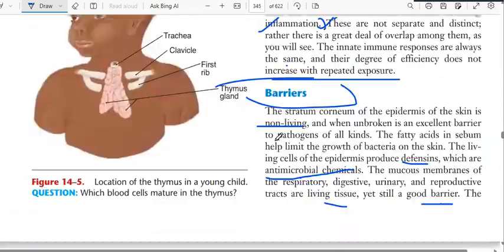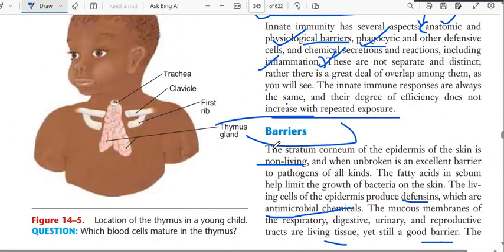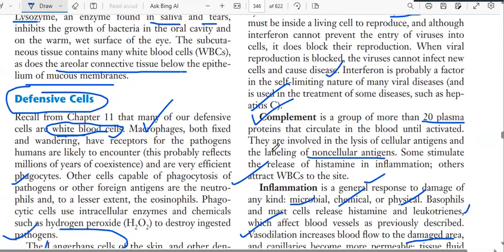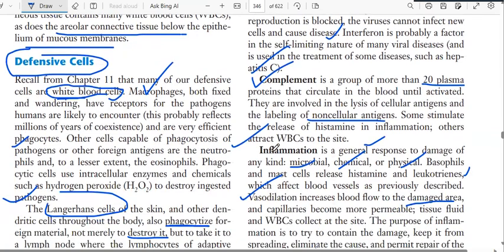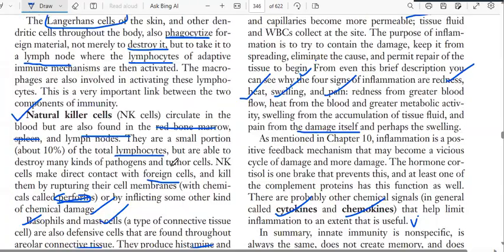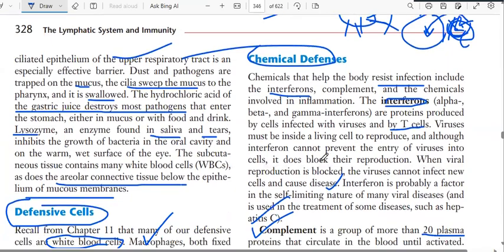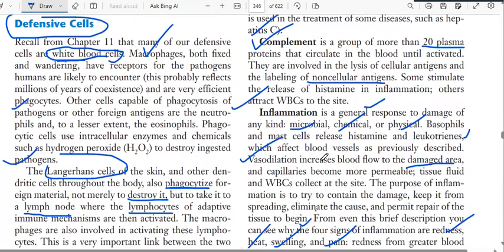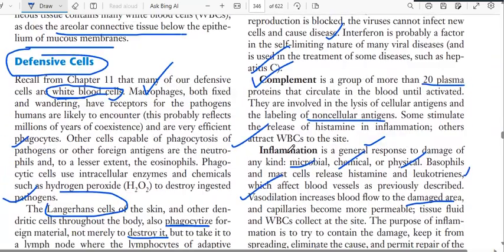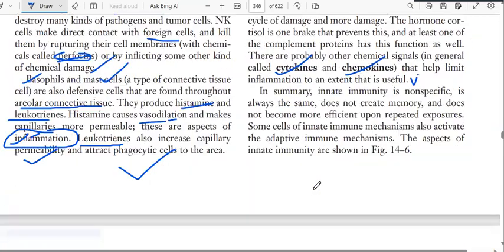So basically, this is the mechanism of innate immunity. We have barriers, the different barriers we studied, and we have defensive cells: natural killers, mast cells, basophils, macrophages, WBC, Langerhans cells, and the like. Then we have defense mechanisms: interferons, complement, and inflammation. Inflammation is very, very important. You have to remember that.